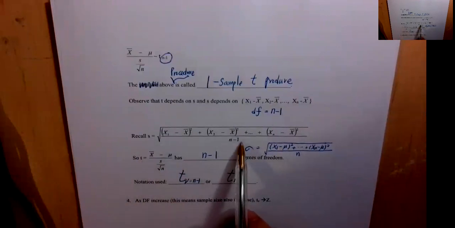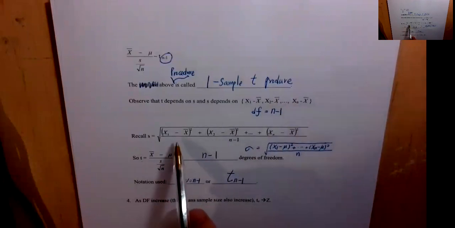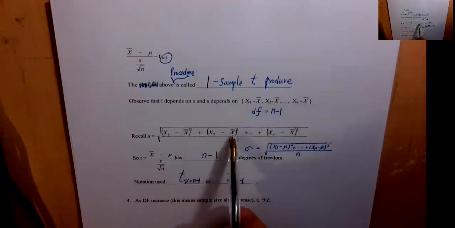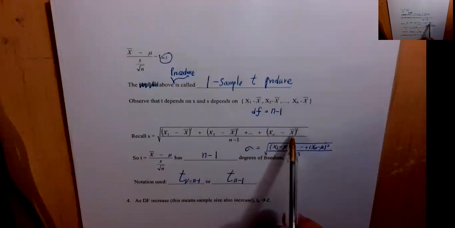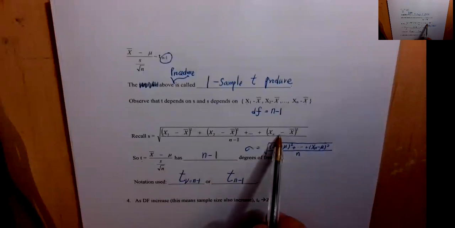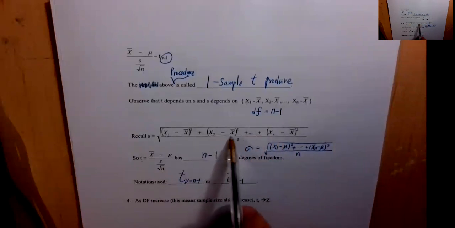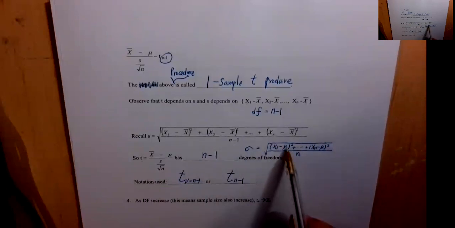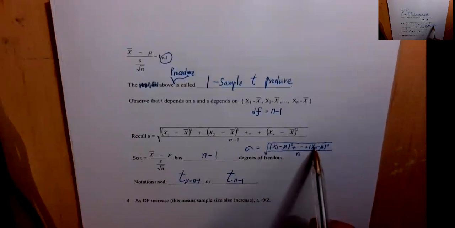And why is that? As I just mentioned, if this is a sample, x1 minus x bar, x2 minus x bar, up to xn minus x bar, only n minus 1 of them can change freely. So when you're taking the average, you should divide by n minus 1. You should not divide by n. And here, mu is an unknown fixed constant that has nothing to do with x1 up to xn. So x1 up to xn, they are IID, right?